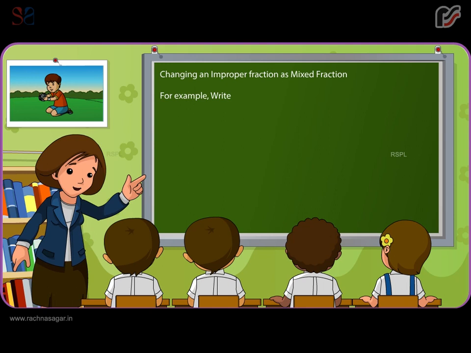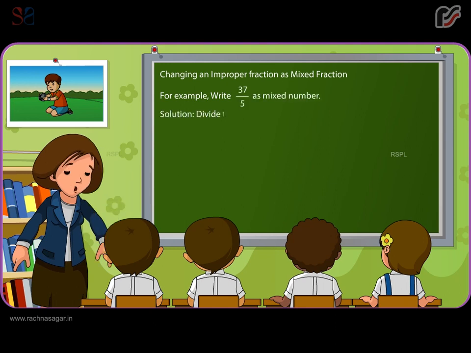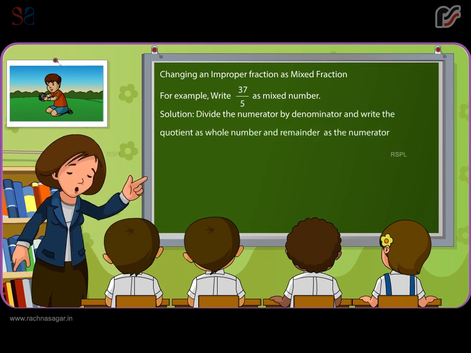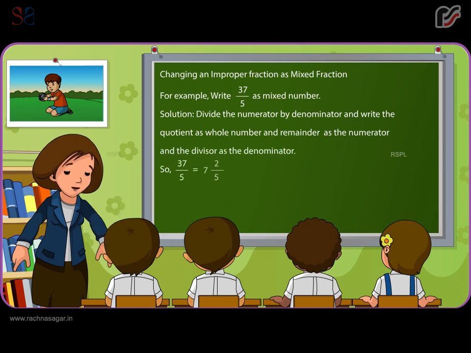Changing an improper fraction into a mixed fraction. For example, write 37/5 as a mixed number. Solution. Divide the numerator by the denominator and write the quotient as the whole number, the remainder as the numerator, and the divisor as the denominator. So, 37/5 is equal to 7 2/5.